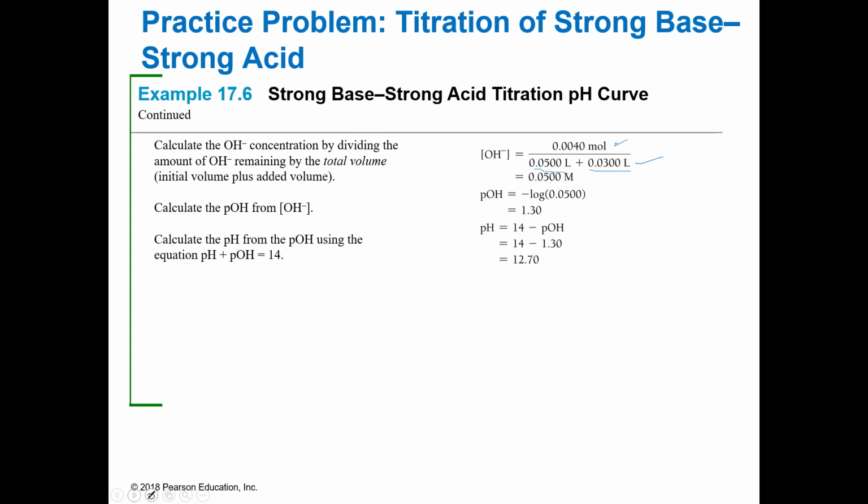So if we take the moles of hydroxide divided by the total volume, we get 0.0500 molar. We take the negative log of that, and that doesn't give us the pH, it gives us the pOH. So this is the pOH, and to get the pH, we say 14 minus the pOH, and we get a pH of 12.7. Yes, it's basic, and we would expect it to be basic since we have extra hydroxide ion in the solution.